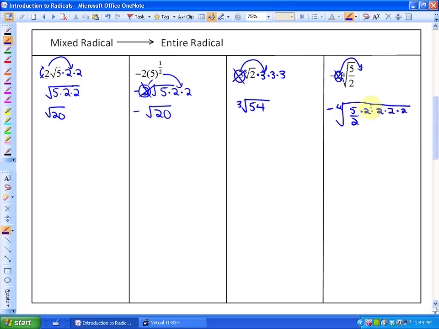In this case, what we can do is cancel out or reduce this fraction. So it'll be negative index of 4, and 5 times 2 times 2 times 2 is 40. So that is our entire radical.